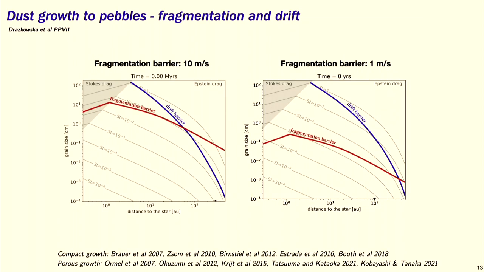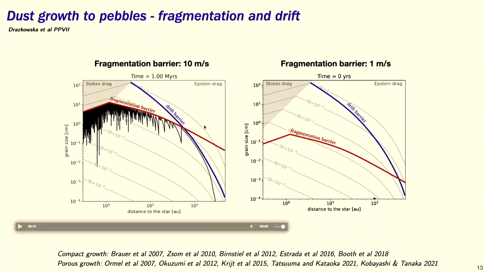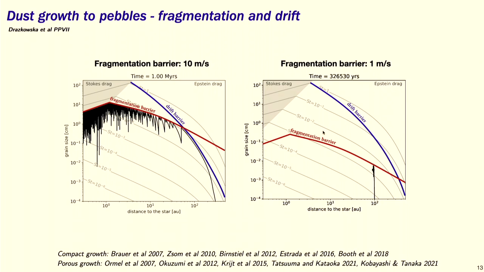So if you combine these two things, as in this movie here, particles first grow by collisions, then become large enough to feel radial drift, and at some point they also hit the fragmentation barrier, and so end up all the way into the star. So this is distance in AU, and this is the grain size. You can also reduce the fragmentation barrier and look at a particle that fragments already at one meter a second, and then the inwards drift is slower because the particle size remains smaller. So that's what you see here.